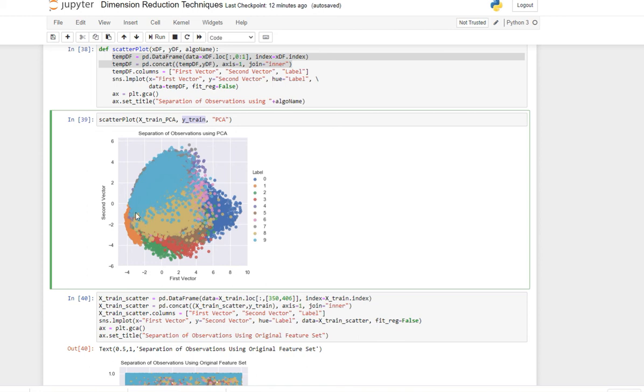And as you can see, all the blue are by themselves. All the red are here. All the green are here. All the orange are here. Which means principal component analysis looked at the underlying structure. What makes a 5? And it captured all that variation.